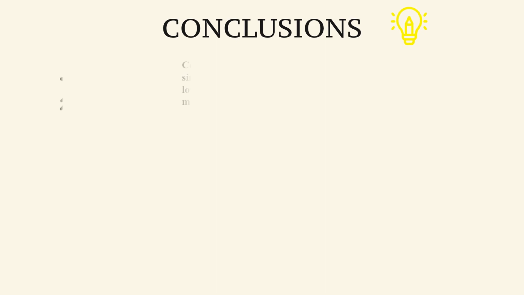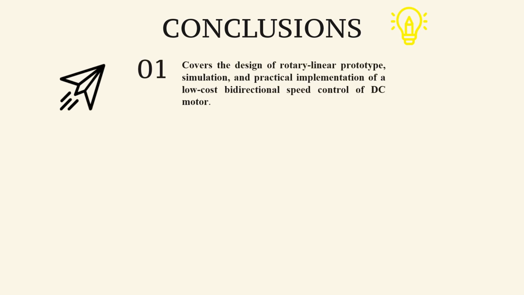Before we end the slide presentation, we go into the conclusions. The first conclusion is that we had covered the design of a rotary linear prototype, simulation, and practical implementation of a low-cost bidirectional speed control of DC motor.